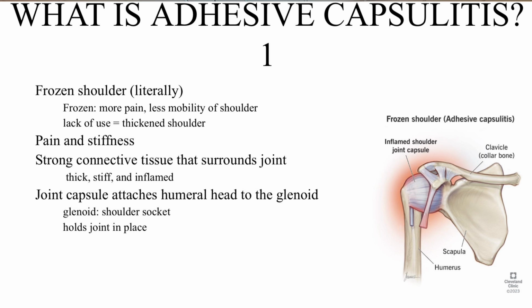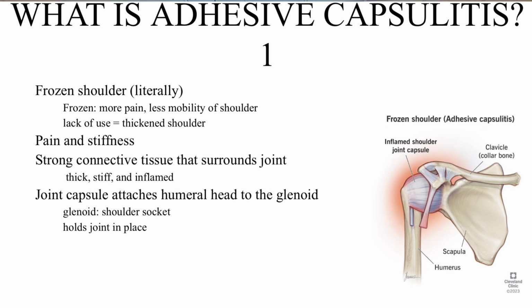So on this right hand side, you can see this is the tissue over it, and that's the part that becomes inflamed. It's pain and it's stiff. It's a strong connective tissue, which is here, and it surrounds the joint. It becomes adhesive capsulitis when it becomes thick, stiff, and inflamed.